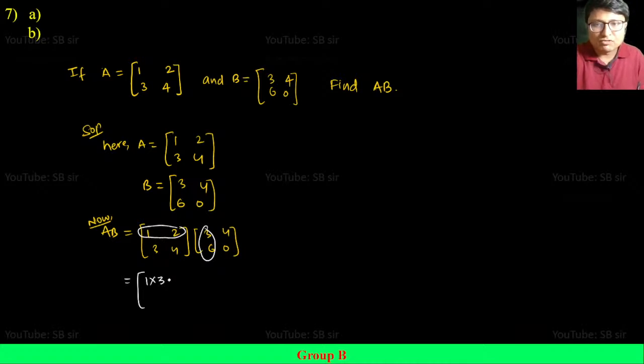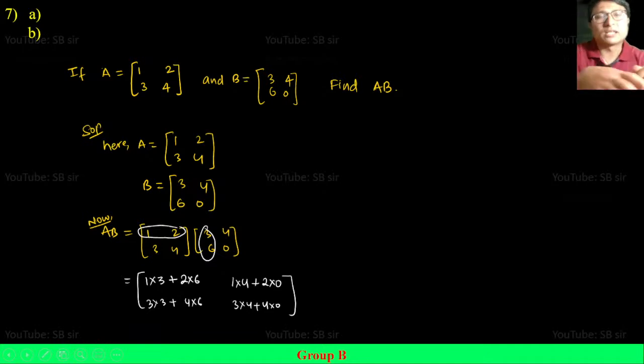So it will be 1 times 3 plus 2 times 6. It will multiply the first element, and the second one will multiply the second element. Next one is 1 times 4 plus 2 times 0. The next one is 3 times 3 plus 4 times 6. Just multiply it. The next one is 3 times 4 plus 4 times 0. Just add them, find the product, and you will get the product of A and B.